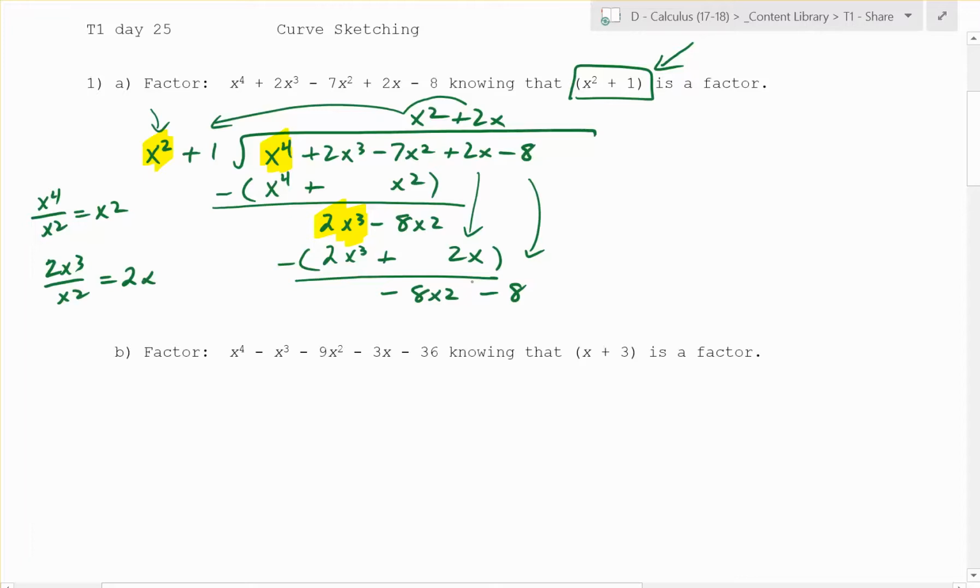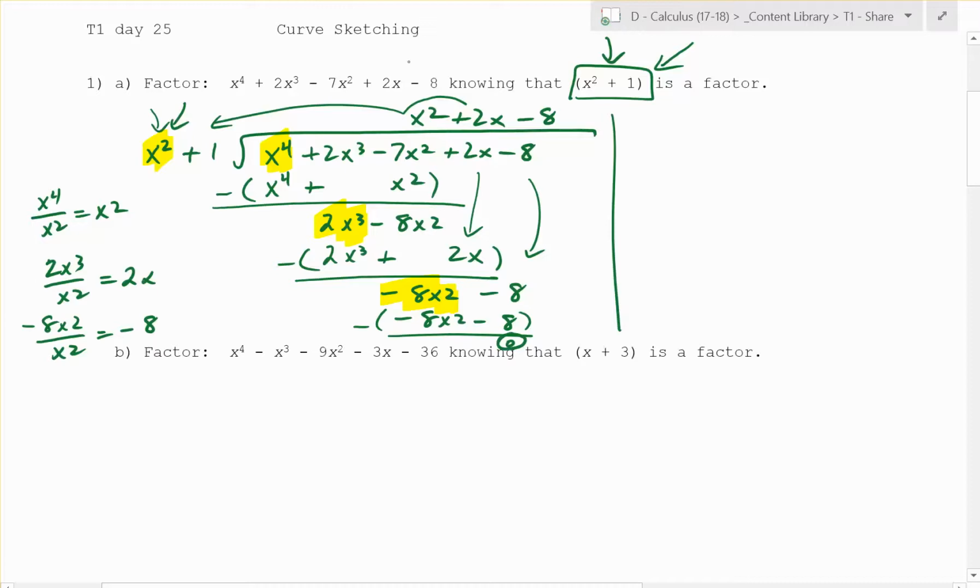So now what do you have for a leading term? Your new leading term is negative 8x squared. So you have negative 8x squared over x squared, same leading term here. You ended up with negative 8. The minus 8, now you multiply, you end up with negative 8x squared minus 8, because negative 8 times 1 is that, and then you end up with 0. You should end up with 0 because we know this is a factor. If something is a factor, the remainder is going to be 0.